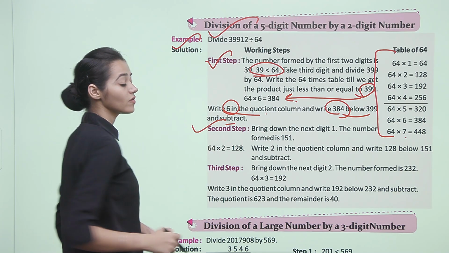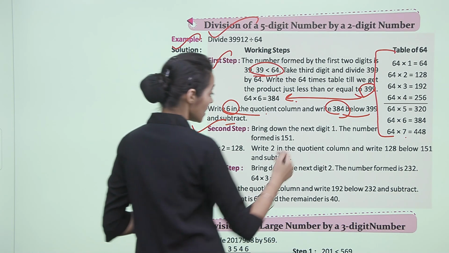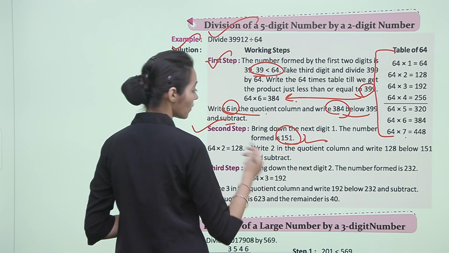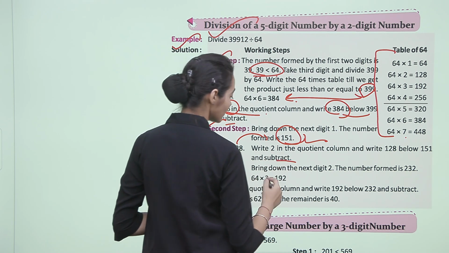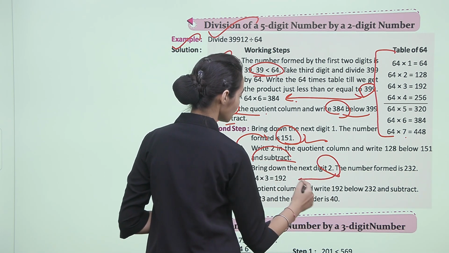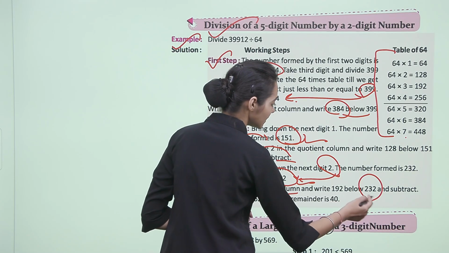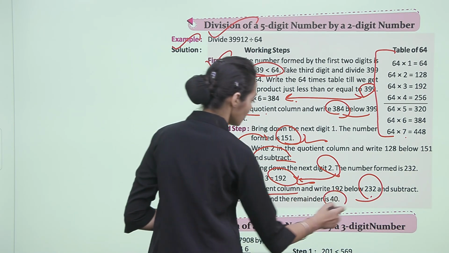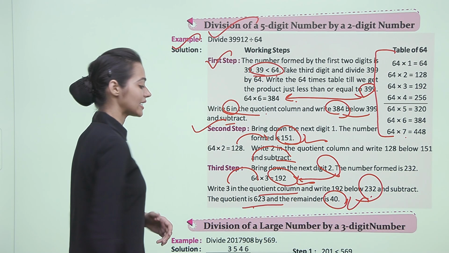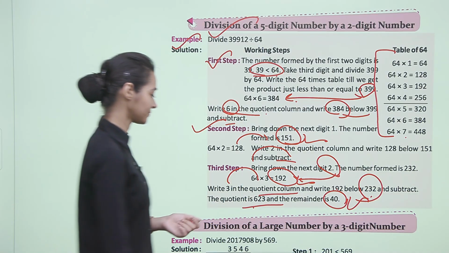Now in the second step we will bring down the next digit and it becomes 151. Now 128 is less than 151. After subtracting we will bring down the next digit 2 and then it becomes 232. Then we will write 3 in the quotient column and then 232 minus 192. We get our remainder as 40 and quotient as 623.